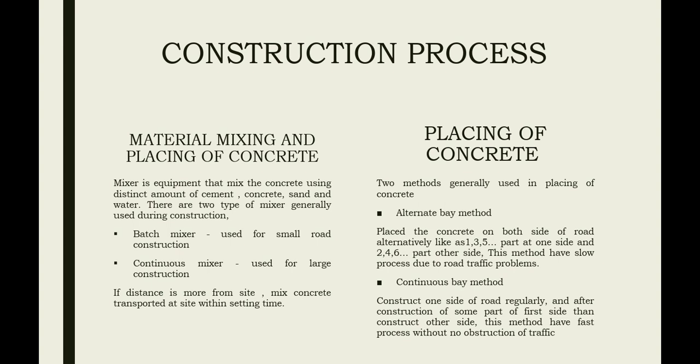So, placing of concrete. Two methods are generally used in placing the concrete. We have the alternate bay method and the continuous bay method. In the alternate bay method, place the concrete on both sides of the road alternately, like 1, 3, 5, and so on, part at one side and 2, 4, 6, and so on for the other side. This method is a slow process due to road traffic problems. On the other hand, the continuous bay method is to construct one side of the road regularly, and after construction of some part of the first side, then construct the other side. This method is a fast process without obstruction to traffic.